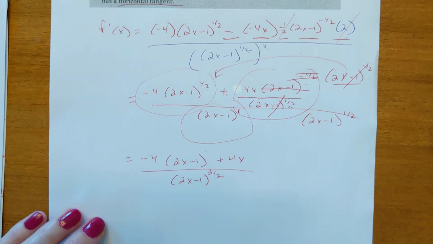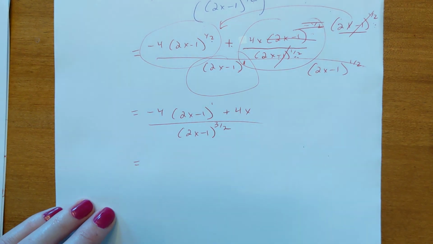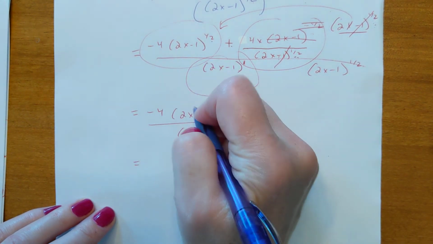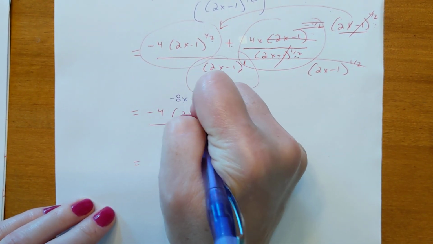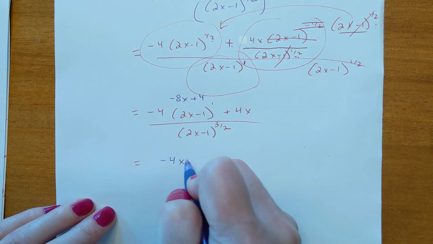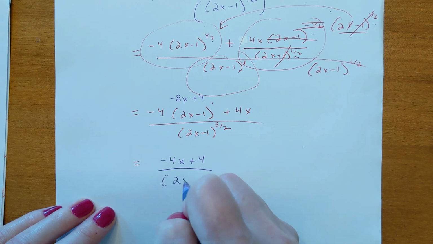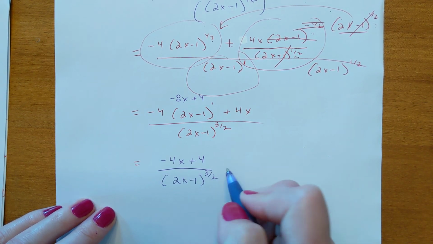All right, so it's getting a little more manageable now. On the top, I'll do the math here: we've got negative 8x plus 4, and then plus 4x. So on the top, really, it's negative 4x plus 4 over (2x minus 1) to the 3 over 2.